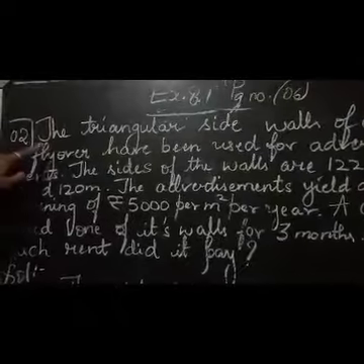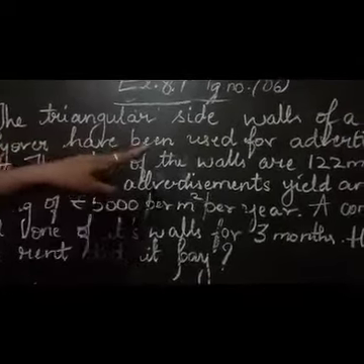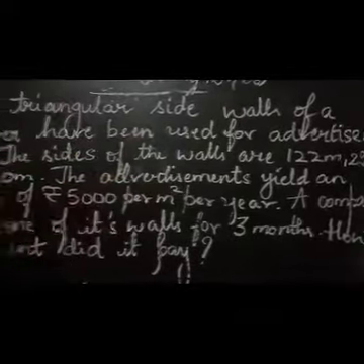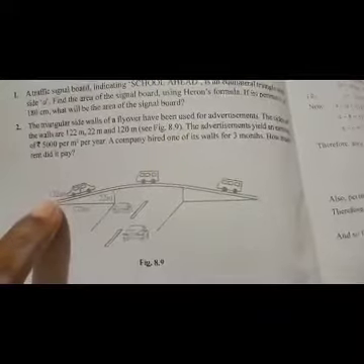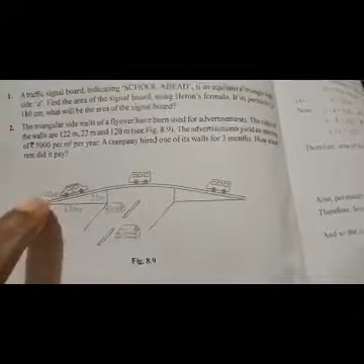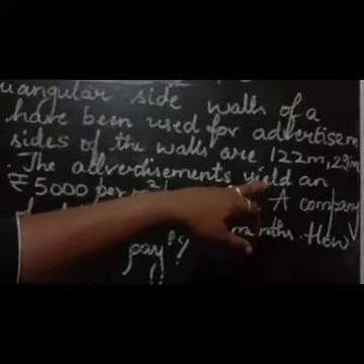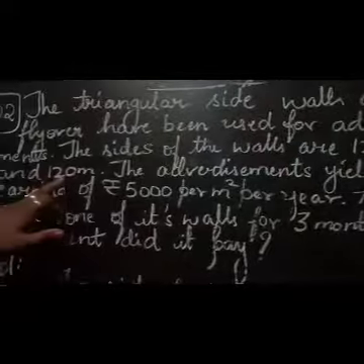The second question is, the triangular side walls of a flyover have been used for advertisement like this. This is the flyover. So they have used this much area for advertisement. This is like a triangle. This triangle size they given. The sides of the walls are 122 meter and 22 meter and 120 meter.